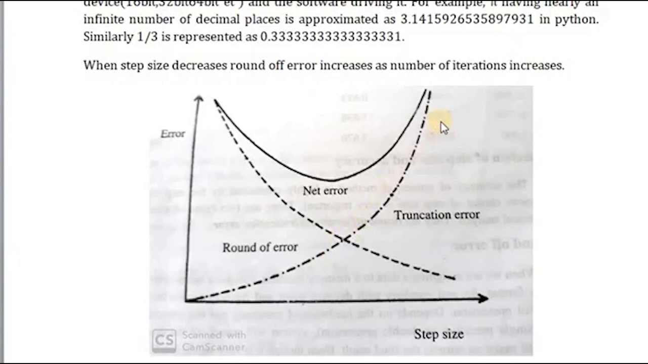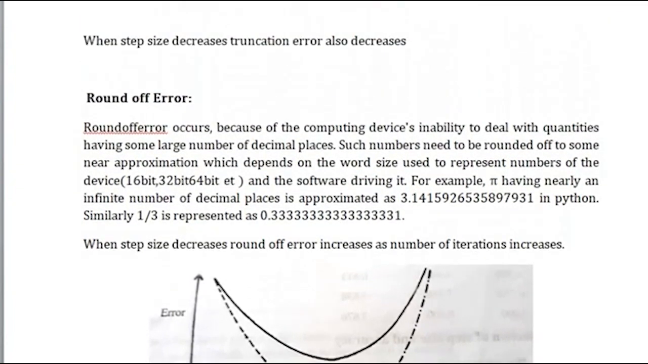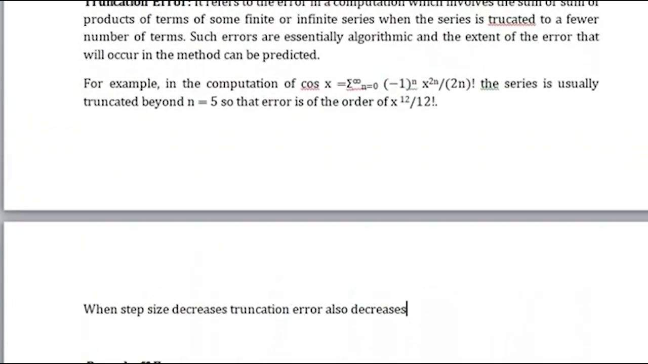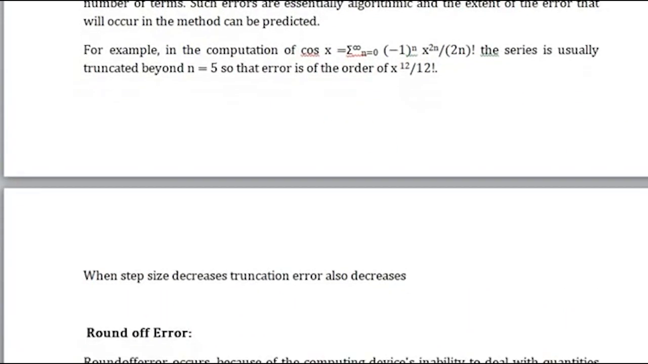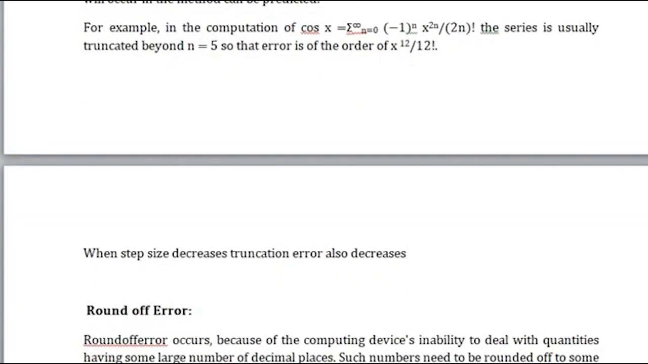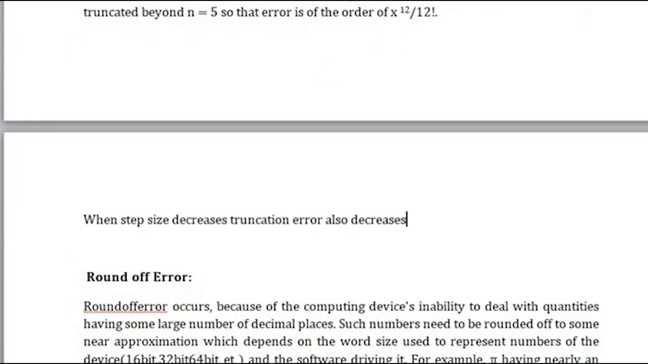The truncation error arises due to the kinds of effects we have already discussed while doing calculations for certain mathematical values. We have to stop somewhere, which causes the error. The series is usually truncated, for example the cos series at n equal to 5, so that the error creeps in. This also happens in the case of the Euler method.